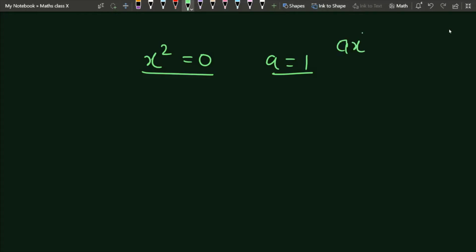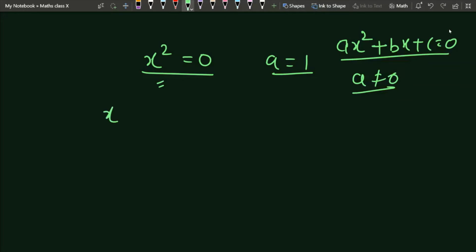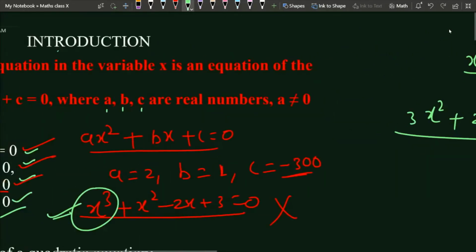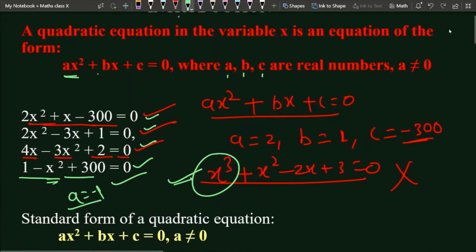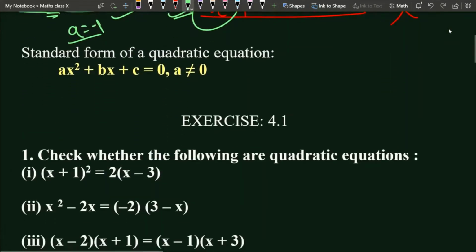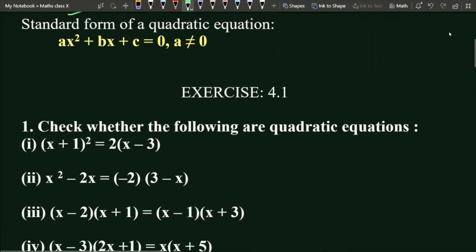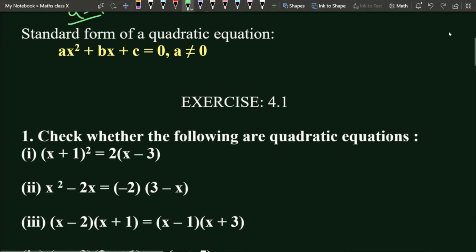We have defined in the introduction that ax square plus bx plus c equals 0 is a quadratic equation if a is not equal to 0. So a is not equal to 0 here. If the term x is not there, like 3x square plus 2 equals 0, this is also a quadratic equation. Remember it. This is the concept of quadratic equations, and how we can predict which ones are quadratic. So you have understood till now that the standard form of a quadratic equation is ax square plus bx plus c equals 0.